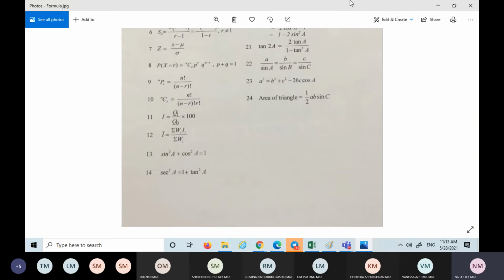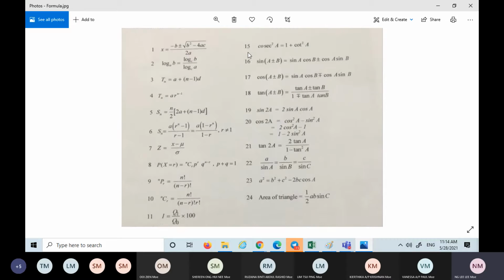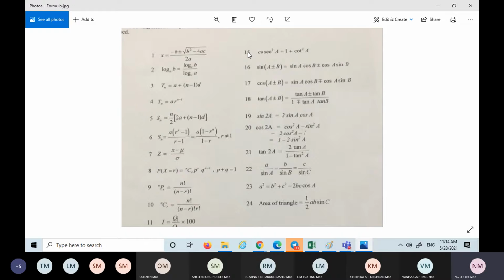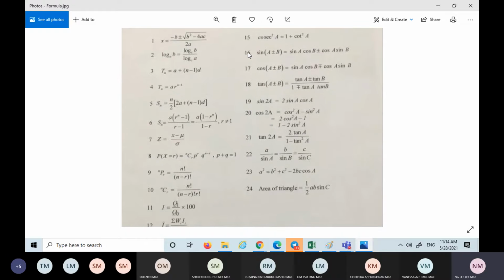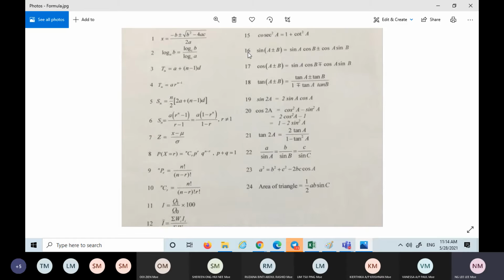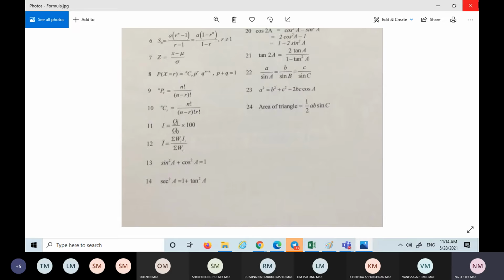You see here, number 7 is for normal distributions. Number 8 is the binomial distribution, so this formula will be given. Number 9 and 10 are what you have learned in permutations and combinations. Therefore, the mean formula is not given. Sorry, you have to memorize it. The mean formula, and afterwards the variance and standard deviation, are not given. Last time they did give, though. Yours, no.